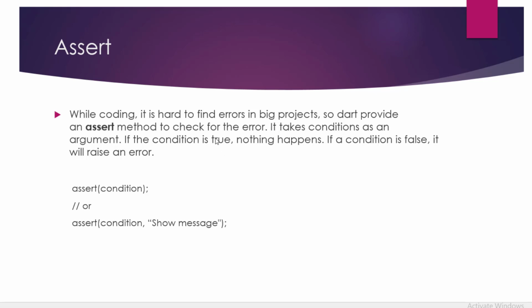If the condition is true, nothing happens. If the condition is false, it will raise an error. Basically, assert is used to find errors in our program. Let me open VS Code and show you practically.